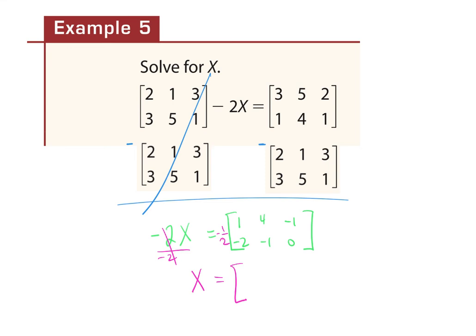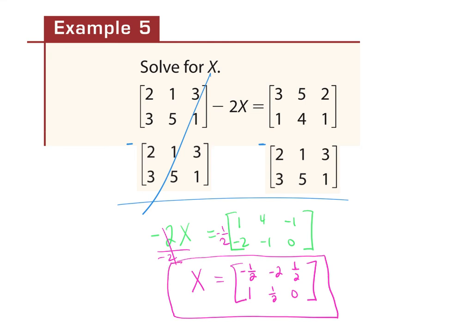I have 1 divided by -2, 4 divided by -2, -1 divided by -2, -2 divided by -2, -1 divided by -2, and 0 divided by anything, right? And so that would be my answer to what the matrix X would be. And just like algebra, you could plug it back in and solve. You could plug it back here, multiply everything by -2, subtract it from this, and you would get your answer.